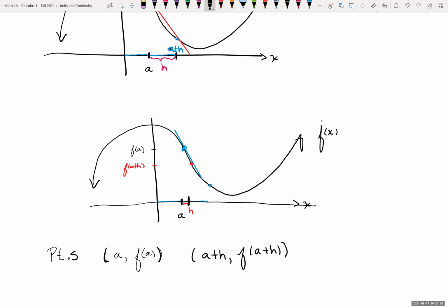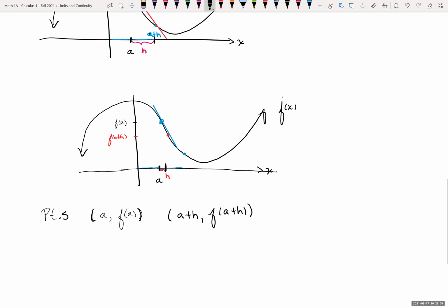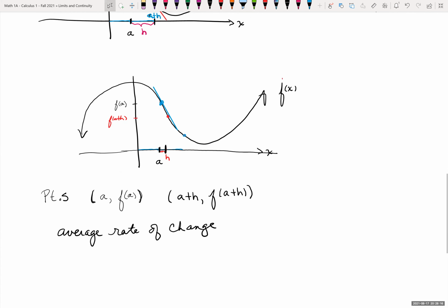And so if I want to find the average rate of change, I need my change in my y value. So I'm going to write f of a plus h minus f of a, all over my change in my x value. So I started with my y value when x was a plus h. I've got to do the same thing in the denominator. So a plus h minus the x value would be a here.